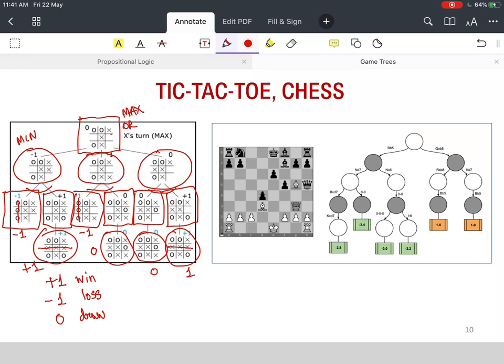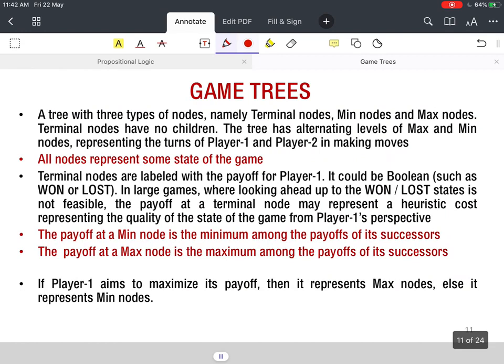The game of chess is a much more complicated version, where again we have just marked a few options here. This is player 1 and this is player 2, again player 1 and again player 2, alternating to produce the tree, and some of these are the leaf nodes where results are obtained.